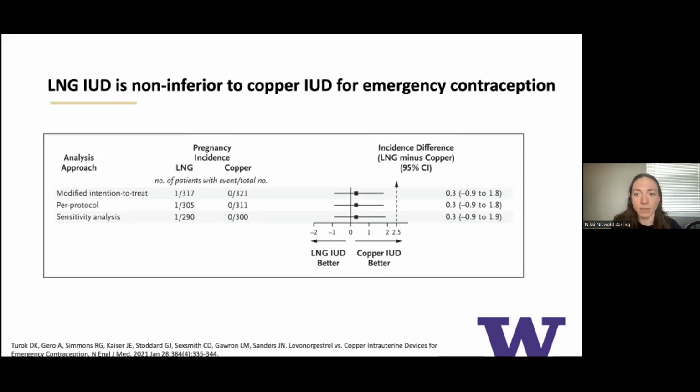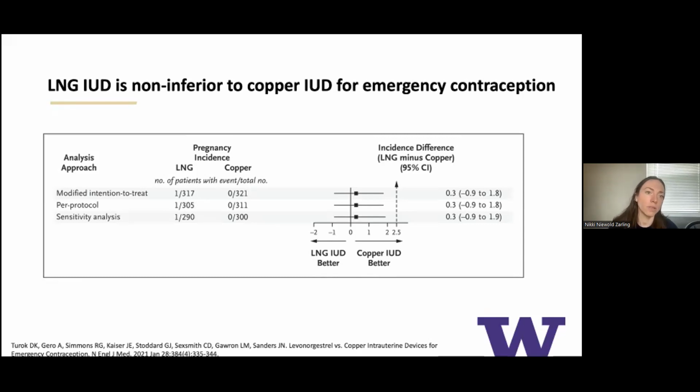As you can see here, the confidence interval across all these different analyses crosses 0. The conclusion was that the levonorgestrel IUD was non-inferior to the copper IUD. Another advantage of both of these options is that they can be used in patients of any weight. There are some caveats to this study. It's only one study and a smaller patient population, versus lots and lots of studies that have shown the effectiveness of the copper IUD.